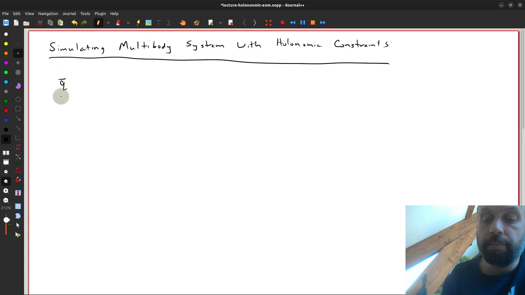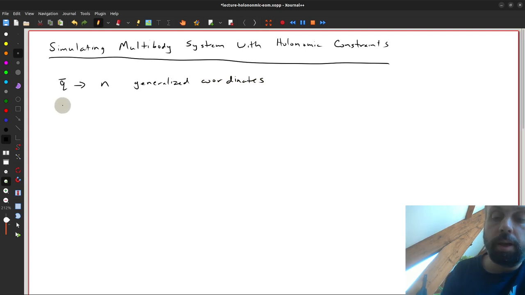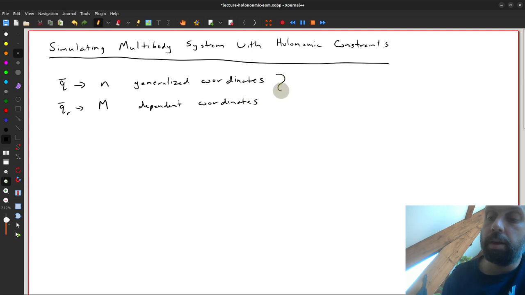So recall that we have generalized coordinates, n of them, for some system. And then I'll introduce capital M dependent coordinates. And this gives us big N equals n plus big M total coordinates. The dependent ones are not generalized coordinates by definition.